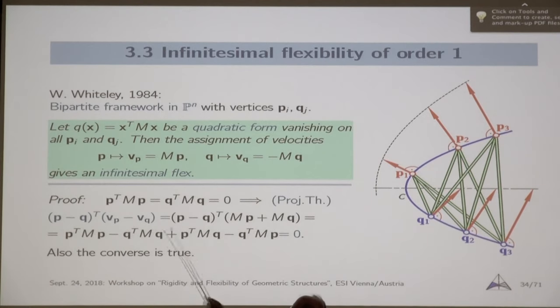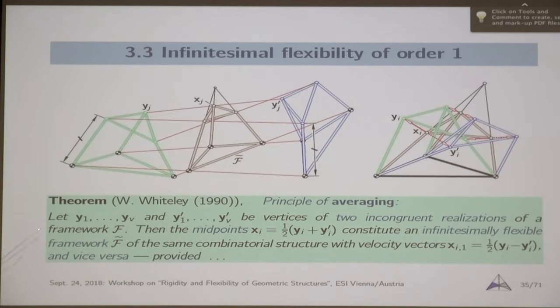And if we check this projection theorem that we see, two terms rule out because of this, and the other again because we have M as a symmetric matrix and one positive and one negative sign, and also the converse is true. So if we have it infinitesimally flexible, then it must be related to a quadric. And there's another nice result due to Walter Whiteley. And again, the simplicity of the proof surprises.